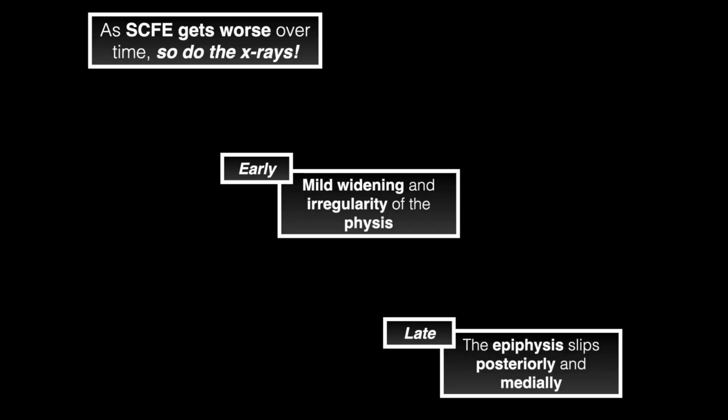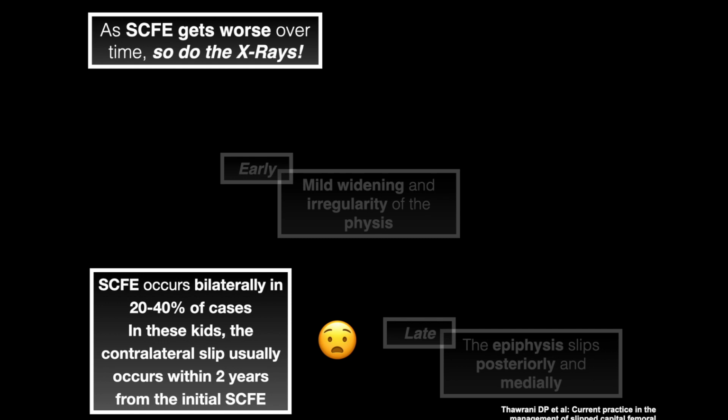As SCFE gets worse over time, so do the X-rays. Early changes include mild widening and irregularity of the physis. Late changes include the epiphysis slipping posteriorly and medially. SCFE occurs bilaterally in 20 to 40% of cases. In these kids, the contralateral slip usually occurs within 2 years from the initial SCFE.